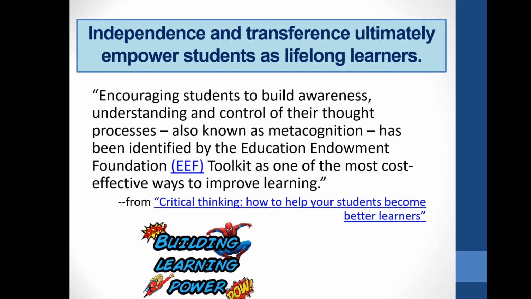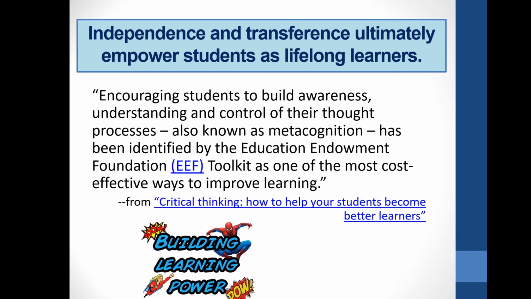Now, when we're reading this statement, encouraging students to build awareness, understanding, and control of their thought processes, this is also known as metacognition, thinking about your own thinking. And as adults, we probably do that 23 hours out of a 24-hour day. Students do not do that. So there have to be opportunities in our instruction to help students focus and think about their thinking.